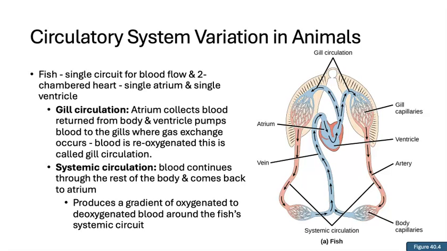They have a single circuit for blood flow and a two-chambered heart. So they only have one atrium and one ventricle. And we've talked about their gill circulation when it comes to the respiratory system. Now let's talk about it in a sense of circulation of blood.